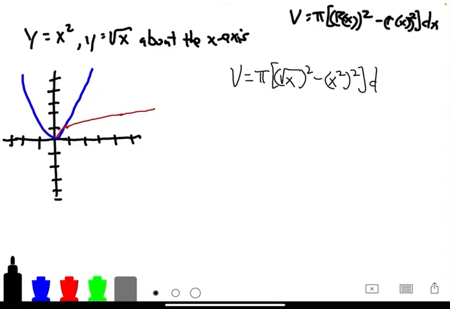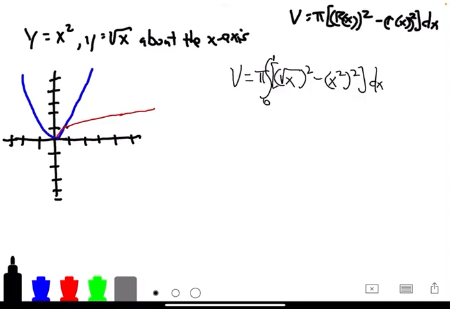x squared, squared. Now, one thing I didn't put in yet, but I want to look at, we need to see our points where we can find our radius. And in this case, you can see it starts at 0, and they meet at 1 on the x-axis. So that's going to be from 0 to 1.